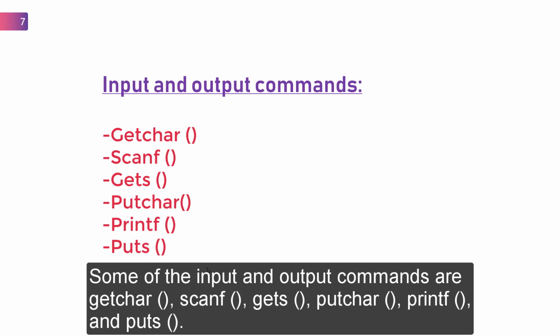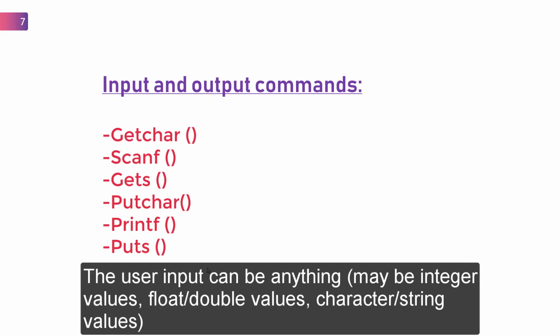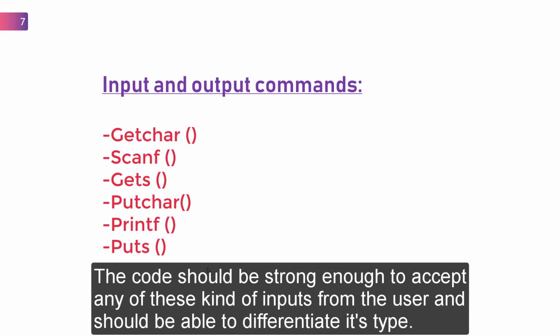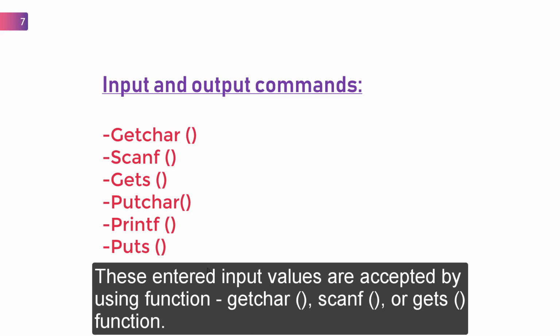Some of the input and output commands are getchar, scanf, gets, putchar, printf, and puts. The user input can be anything, maybe integer values, float or double values, character or string values. The code should be strong enough to accept any of these kinds of inputs from the user and should be able to differentiate its type. These entered input values are accepted by using the getchar, scanf or gets function.